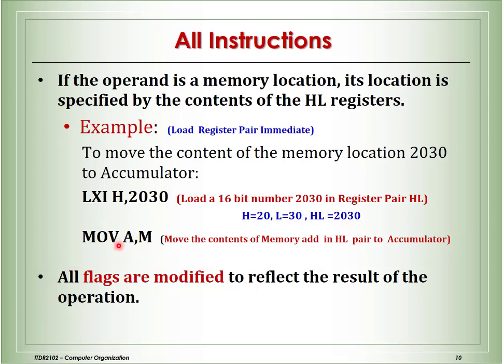Then you have the instruction MOV A, M. It moves the contents of the memory, whose address is in the HL pair, to the accumulator. So which memory are we actually going to talk about?